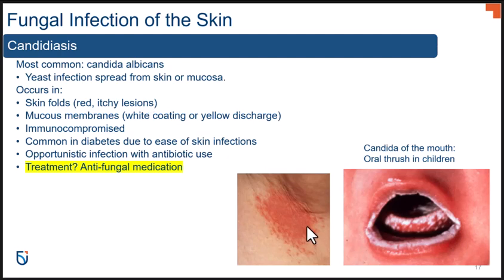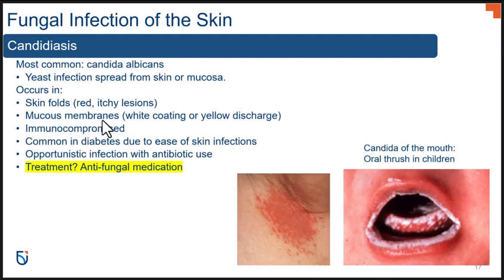But the body does a great job in keeping these microbes in balance, and if we have too much Candida albicans, it can lead to candidiasis. Common locations where this yeast infection occurs on the skin and/or mucosa include skin folds, where it can lead to red itchy lesions. This can occur in people that are overweight, that have skin folds. Underneath those skin folds, it's a warmer environment where we know fungi like to be, and it can cause quite a lot of irritation.